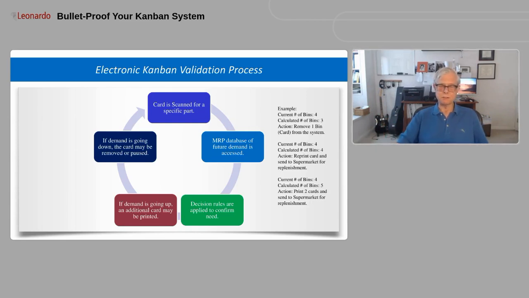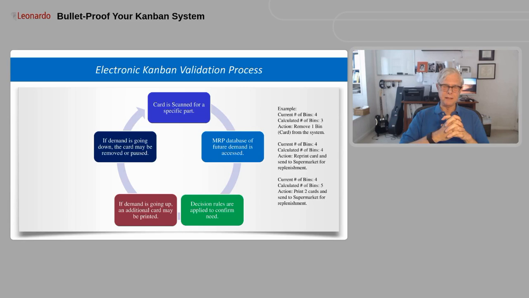The card is scanned in for a specific part number, and the MRP database of future demand, like time-phased demand, is going to be accessed. What we're going to be doing at this step is recalculating the number of bins. The Kanban formula is very simple, right? But we're looking at future demand. If that demand changes, it could change the number of bins that we would normally want to have, in either direction. It could be that we need more bins or fewer bins. So we're going to get that from the MRP system and do a recalculation of the number of bins.